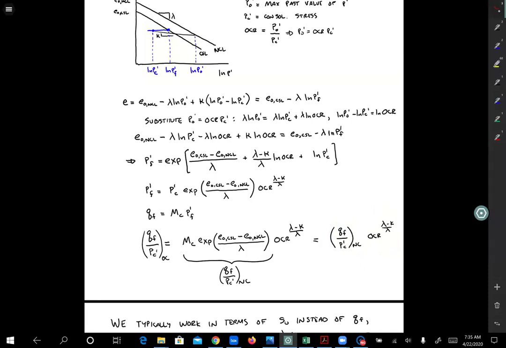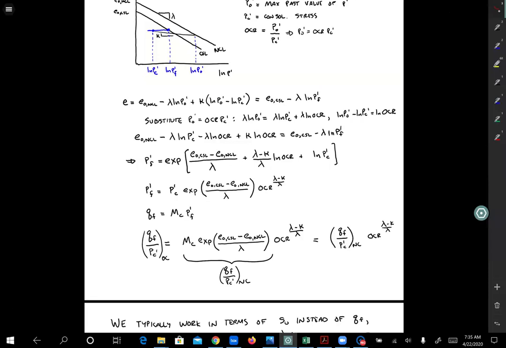OCR tends to increase the shear strength, right? If you're at a particular mean effective stress, but you're overconsolidated, that means the void ratio is lower, so the soil is stronger. And now we can account for that using these equations.